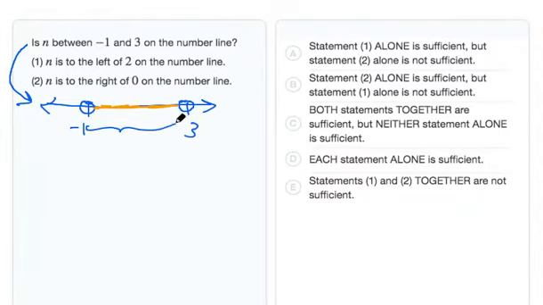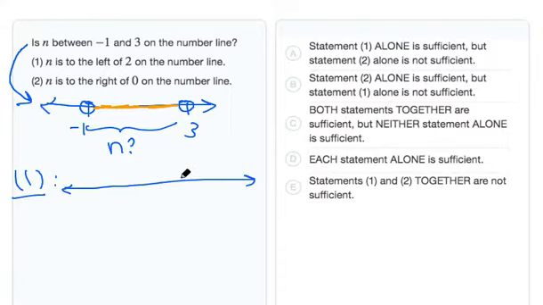So we don't necessarily need it to be in there, but we need to be able to answer a yes or no. Yes, it's in here, or no, it's definitely not in there. So when we're going through, we're looking for whether we can answer that or not. Statement 1 tells us n is to the left of 2 on the number line. So let's go ahead and draw a number line for this statement.